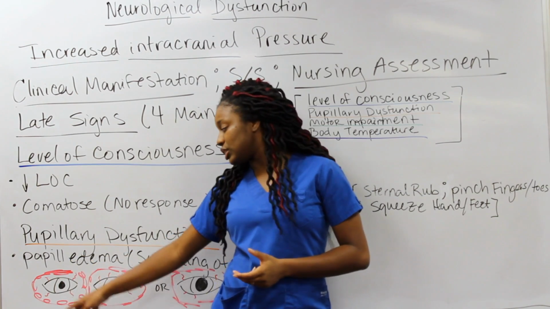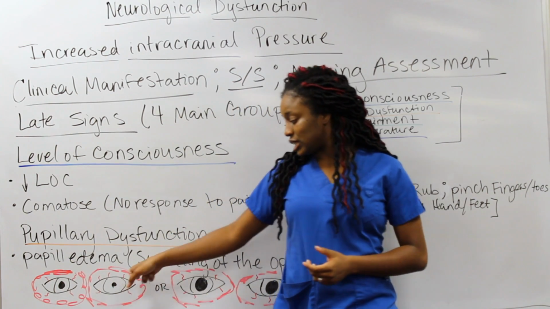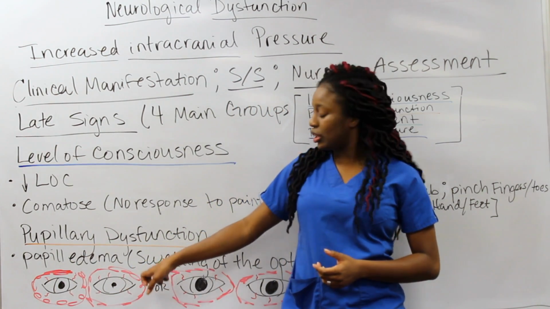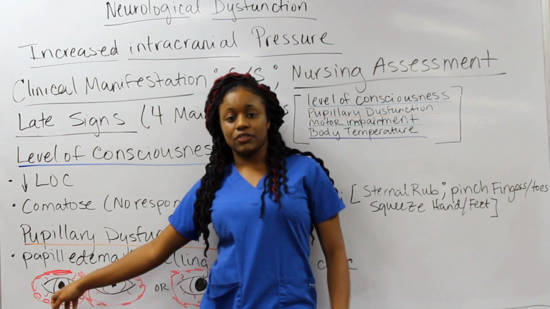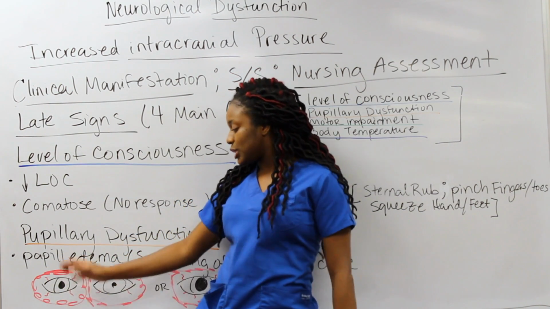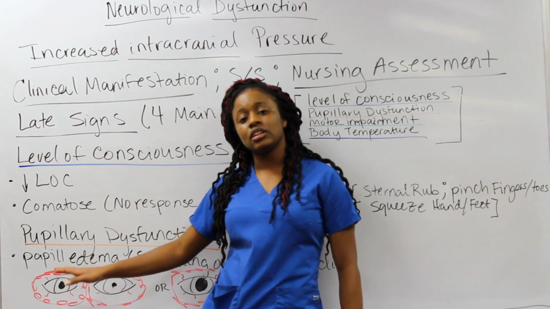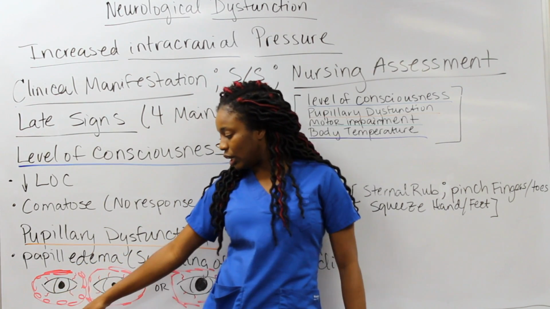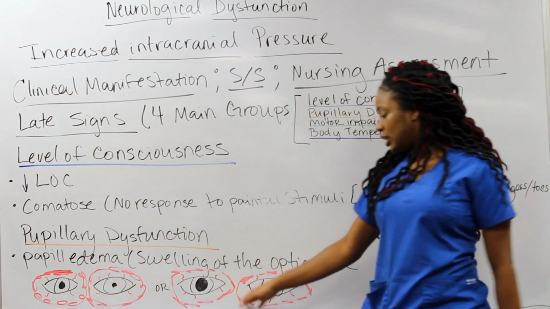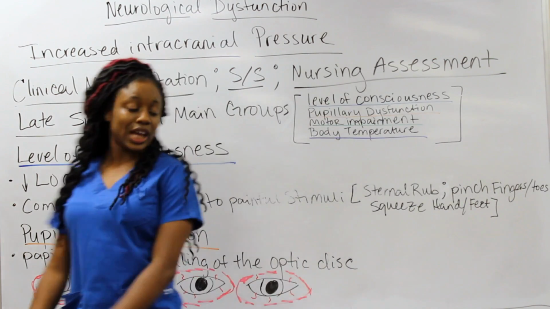And if it's contralateral, then it's the opposite side. So let's say that the lesion or the bleeding is occurring here, but the other side is being affected, okay? But if it's ipsilateral, you'll see the same side distortion, okay?